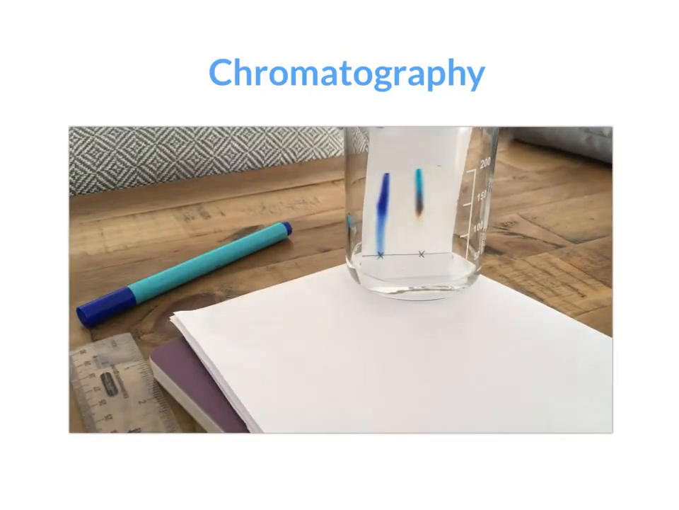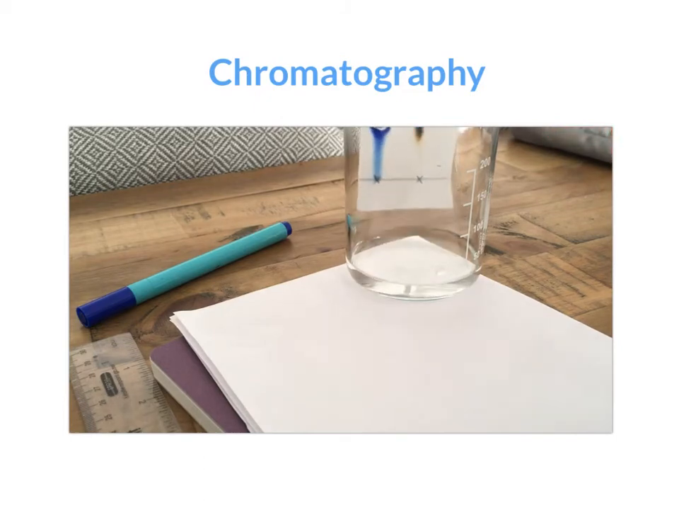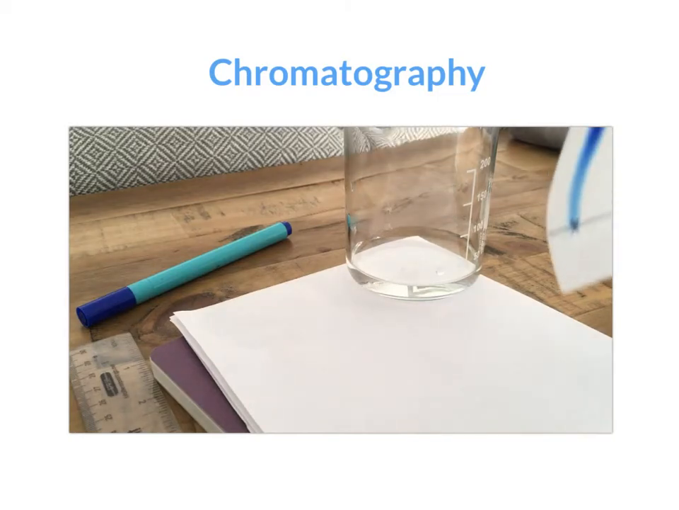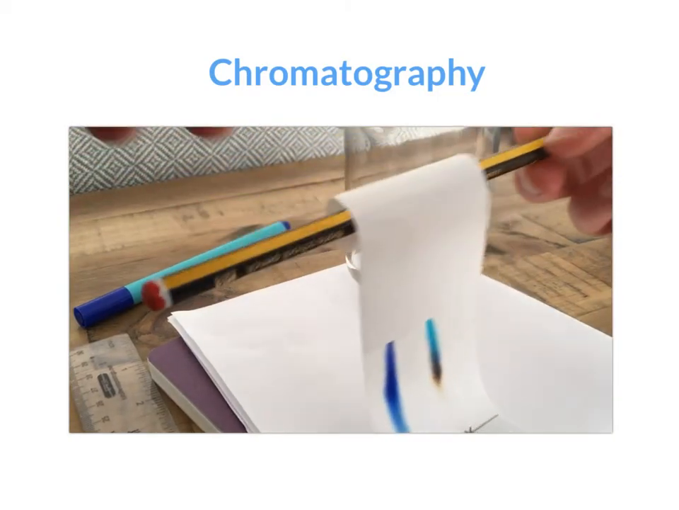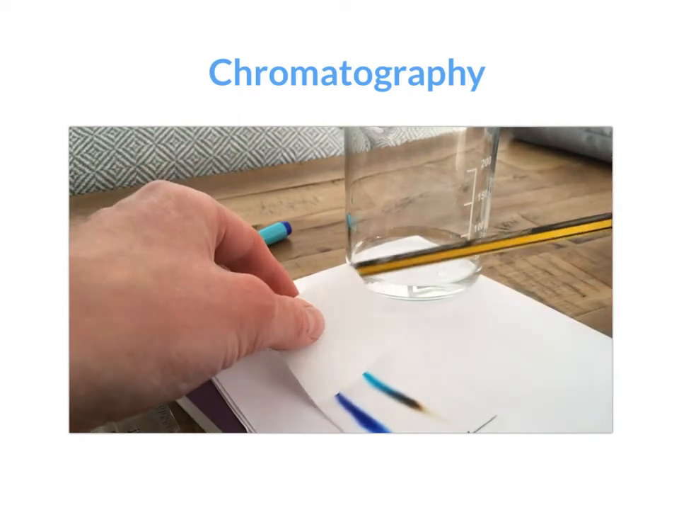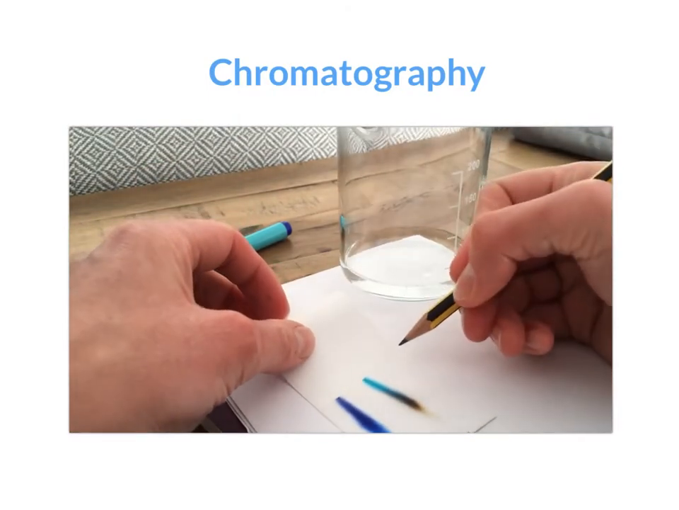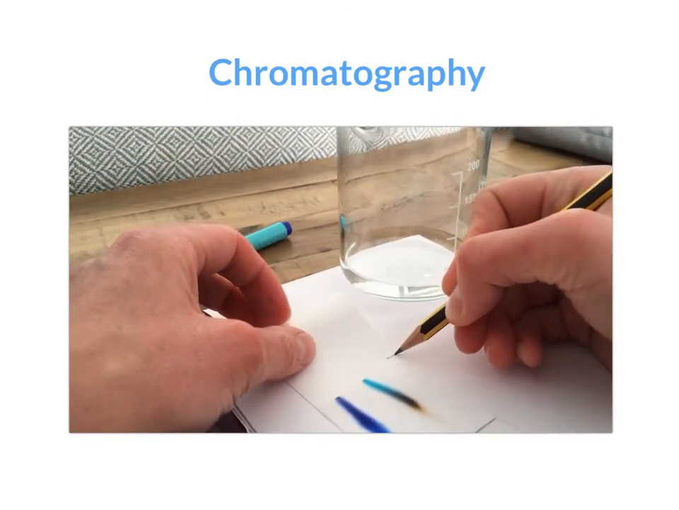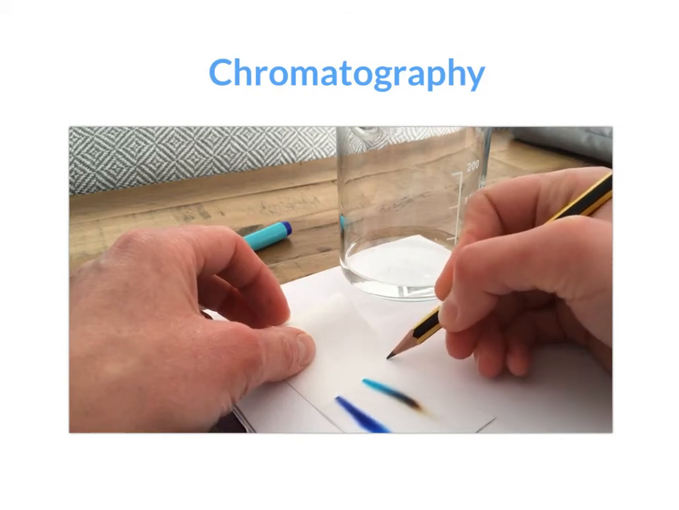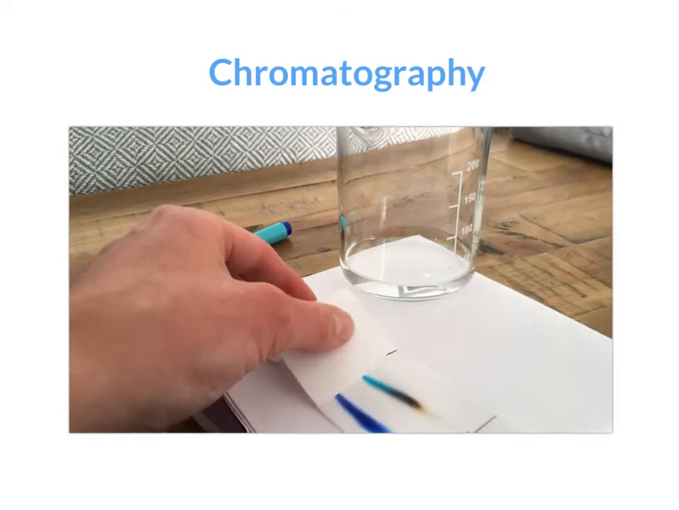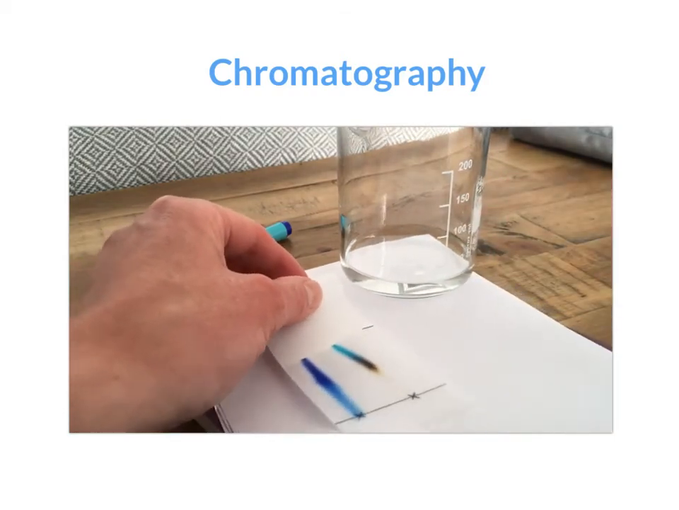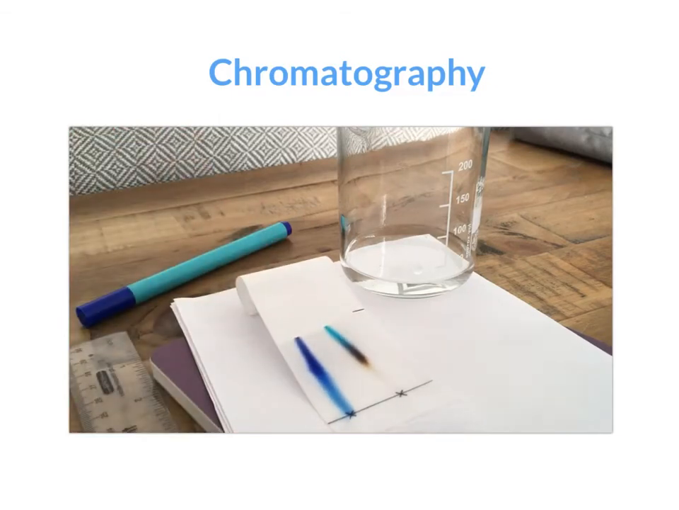So now that the different inks have separated out, what I want to do is take it out of my water. Just let the excess drip off there. And I'm setting it down onto my desk. And what I want to do is to mark the level where the water got to. Now if you still have a lot of water, it will keep travelling up a little bit to some extent.